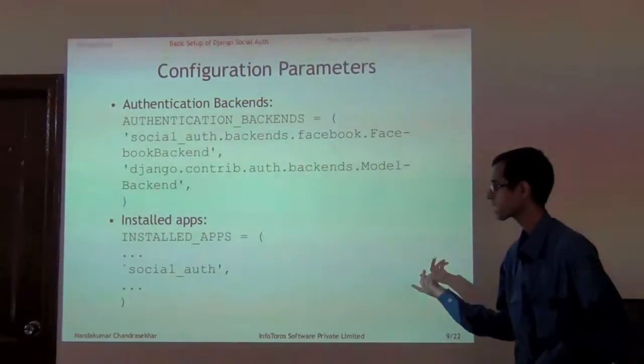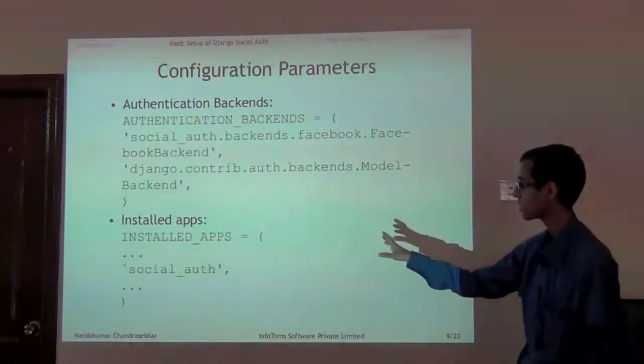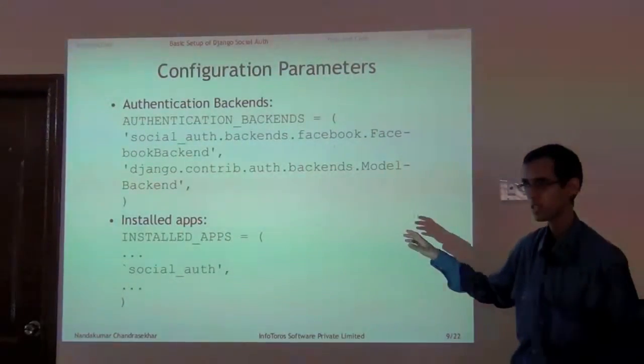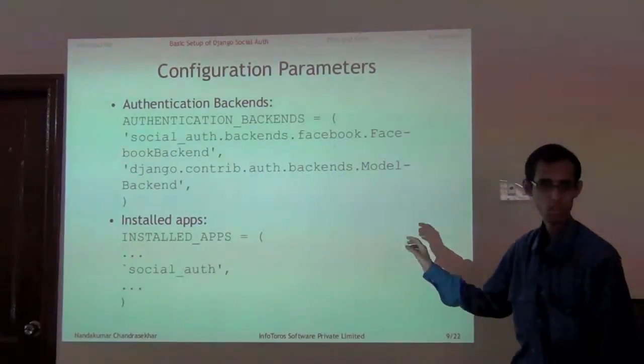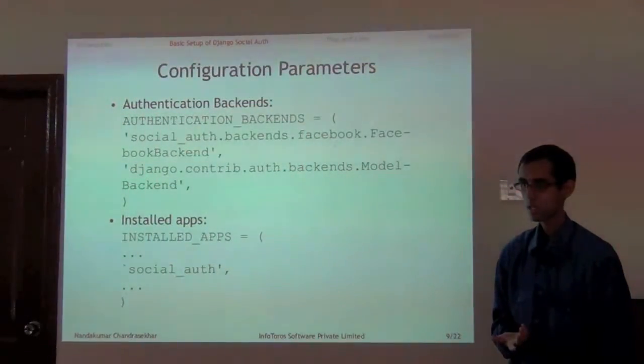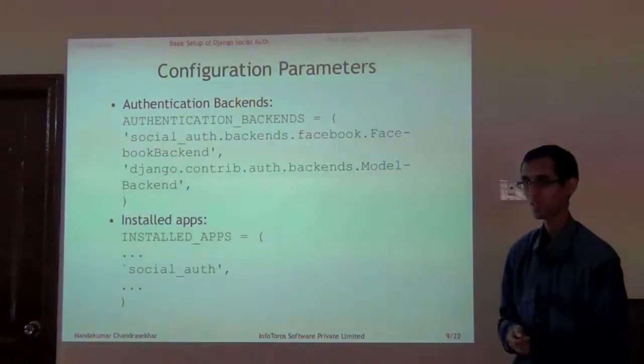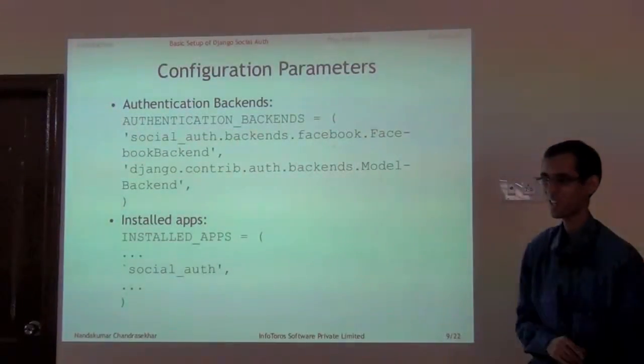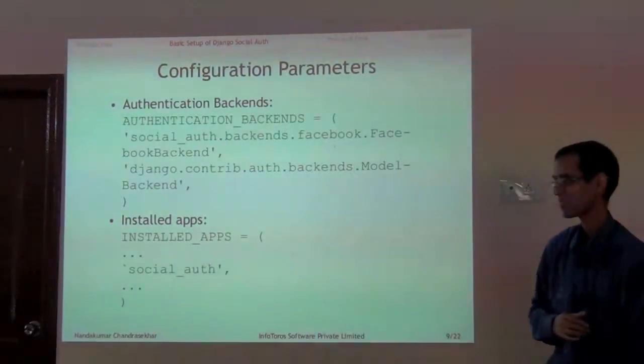So then, the next step after authentication backends is install apps. You have to install a social-auth app. Otherwise, you won't have access to it. And this is the other one. That's exactly, I think, this social auth. Next one, please.